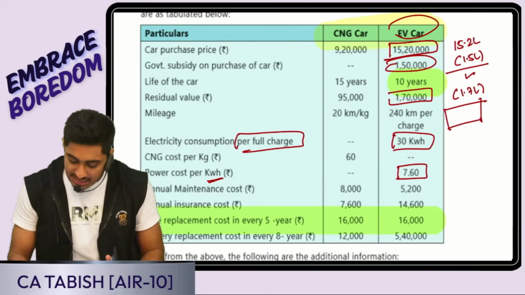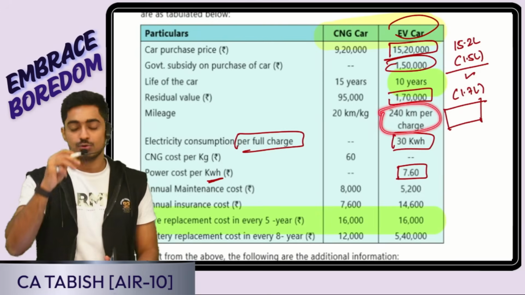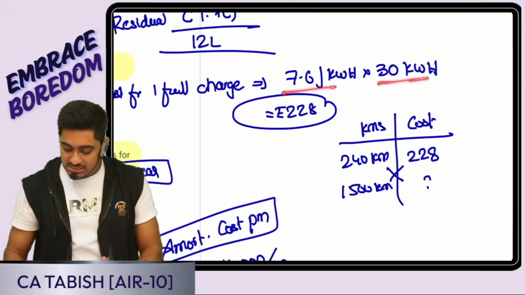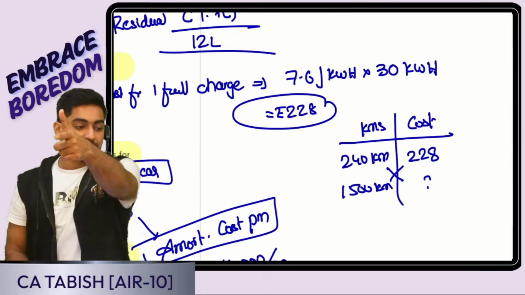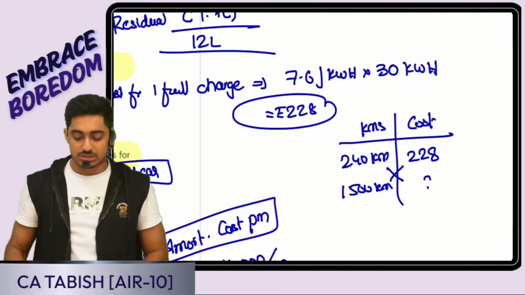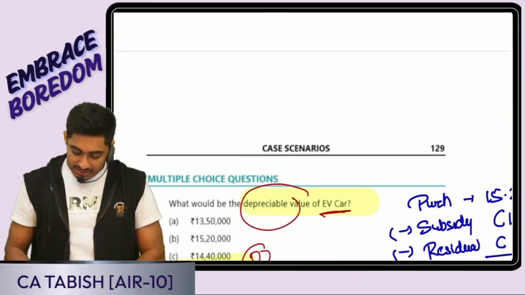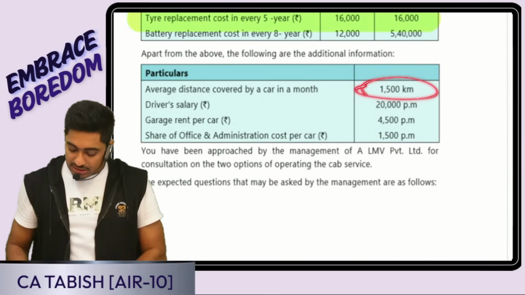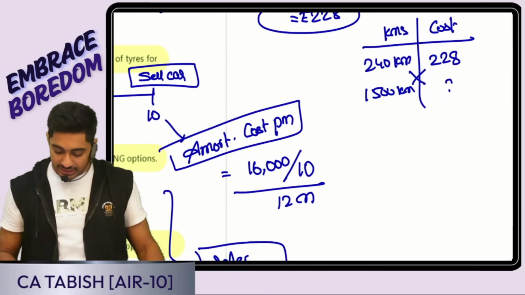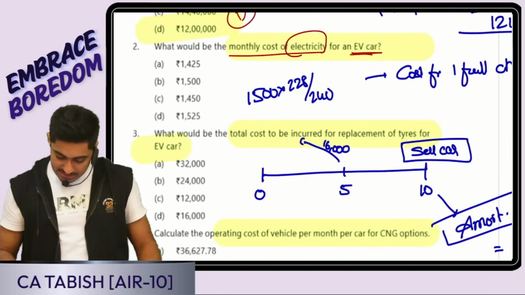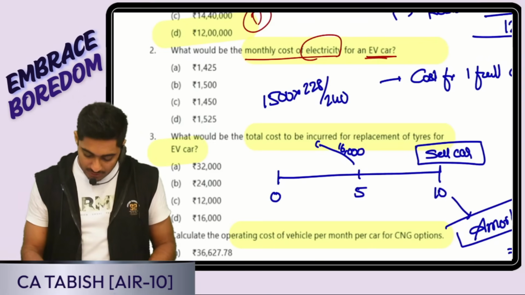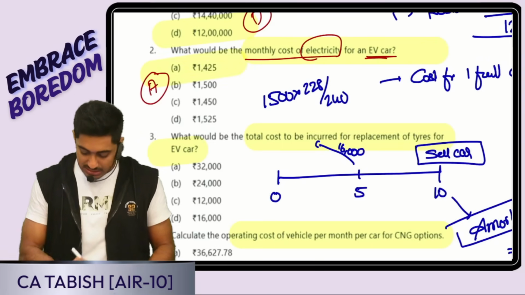one time. If I charge the car one time, how much kilometer will it travel? 240 kilometer. So can I tell? Look at this. One time to charge fully, 7.6 into 30, 228 is the cost. And one time if I charge fully, how much kilometers it will go? 240 kilometer it will go. Yes, if I incur 228 cost. Yes, for 1 month, how much is the cost? Tell me, in 1 month total, how much kilometer we are traveling? 1500 kilometer we are traveling. That means for this, how much is the cost? Cross multiplication, 1500 into 228 divided by 240, you will be getting, yes, how much is the amount? 1500 into 228 divided by 240, it comes to 1425. So option number A is going to be my answer. Yes or no, everyone? Perfect.